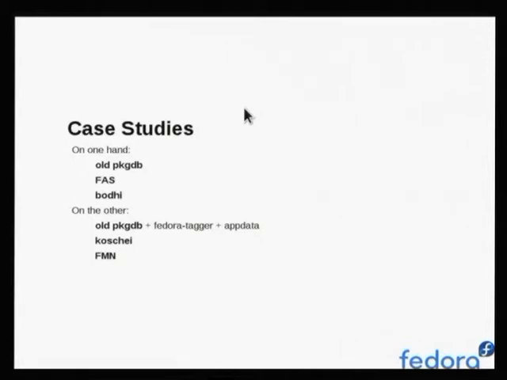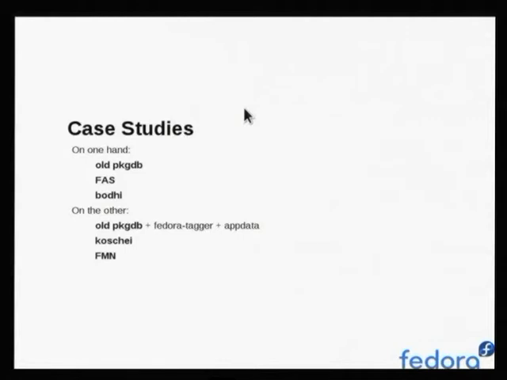And Bodhi. How many people in the room know Bodhi? Have used Bodhi? Cool, great. So Bodhi is another really important piece of our infrastructure, but think about the things that it's responsible for. It's the place that packagers go to submit a new update. It's the place that QA people come to give feedback on updates. It's the place that you go to manage buildroot overrides, which it's not clear really has anything to do with updates at all.